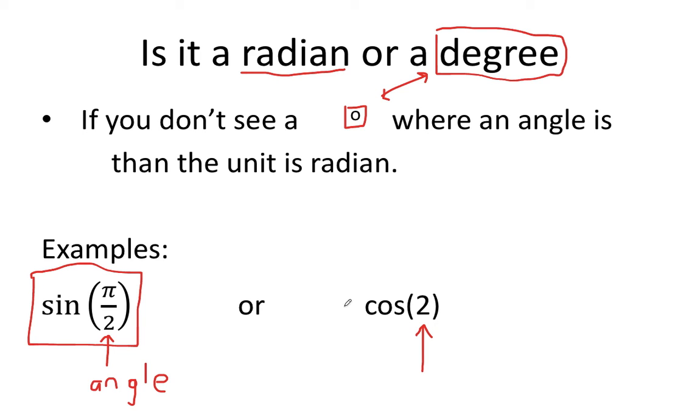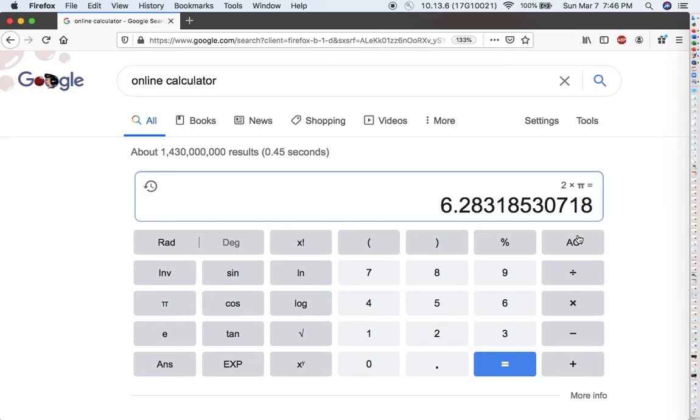So if I want to know what cosine of 2 is, in my calculator, I make sure I have the radian symbol here. I make sure the radian symbol here is highlighted. And then if I want to know what cosine of 2 is, just record this is cosine of 2 radians. There we go.